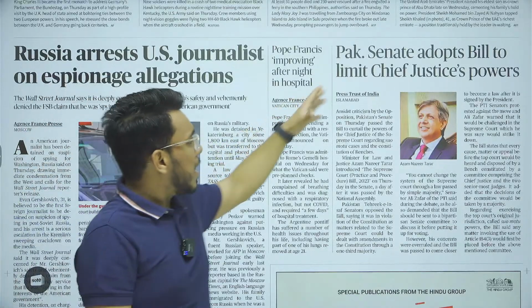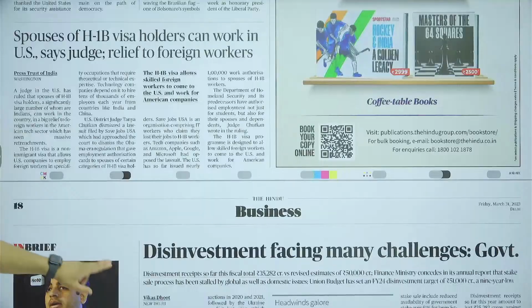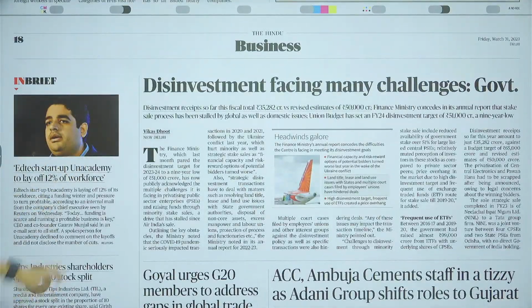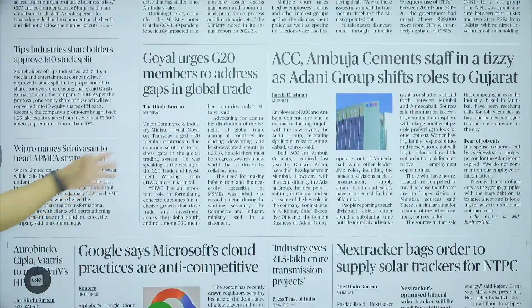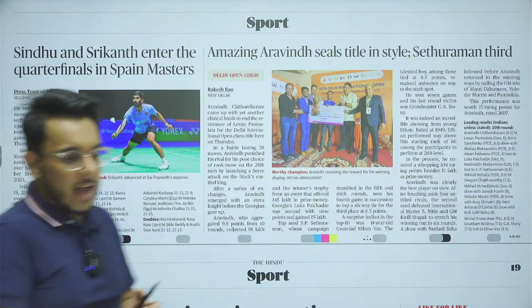Not that much. Pakistan Senate adopts bill to limit Chief Justice's power. Not very much important article for our examination. Then here, disinvestment facing many challenges. We'll see this article. Then guys, after that we have the corporate trends, etc. Not very much important. And then we have the sports page.